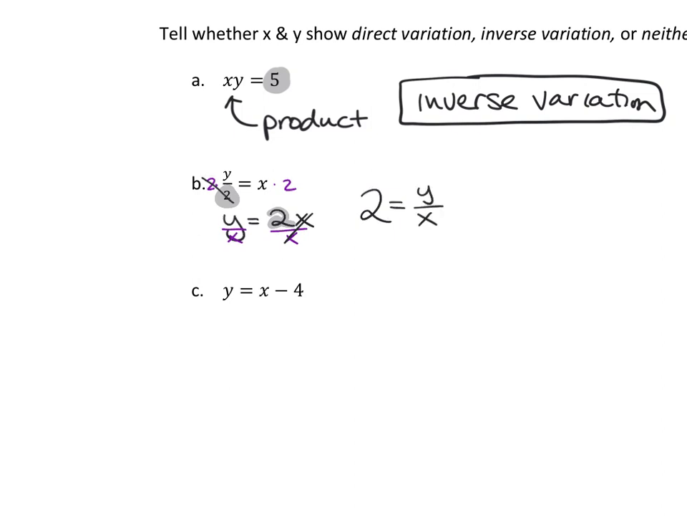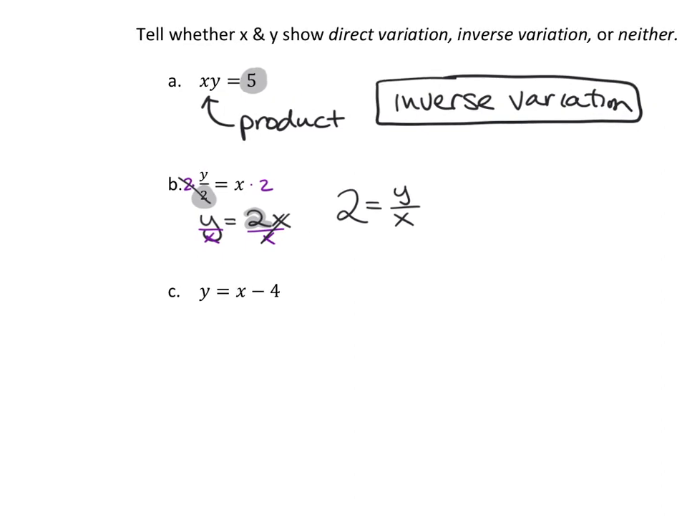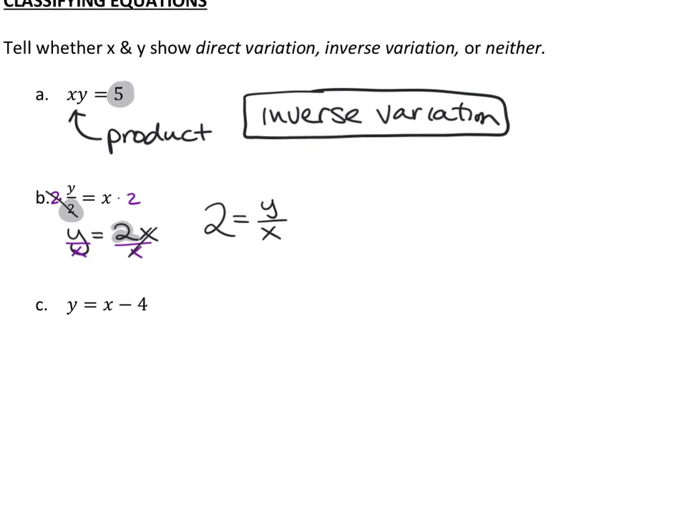Once I have the number isolated, we decide if we have a quotient or a product, a fraction or a multiplication problem. Well, which one is this one? Is it a fraction or a multiplication problem? Fraction. And since it's a fraction, that's a quotient or a division problem, we have direct variation.